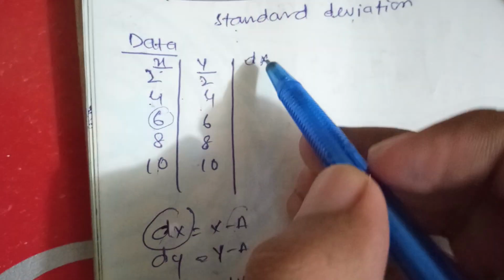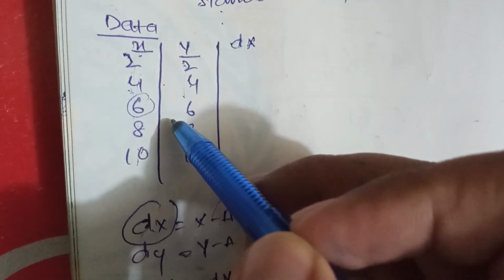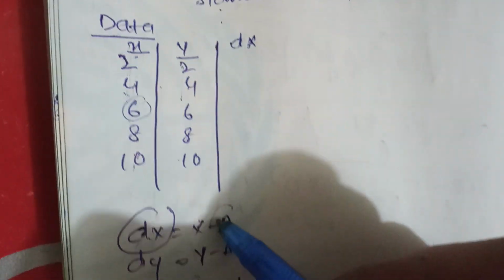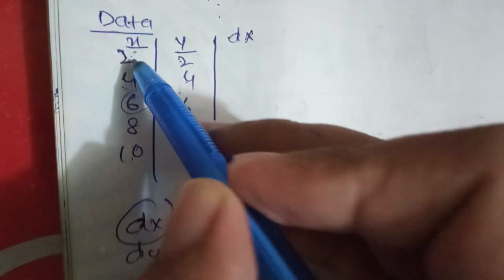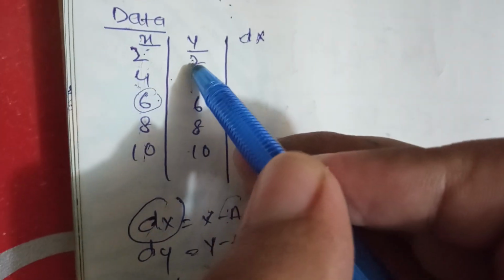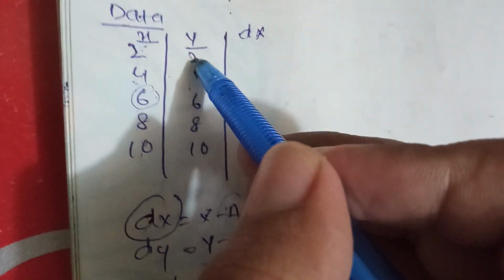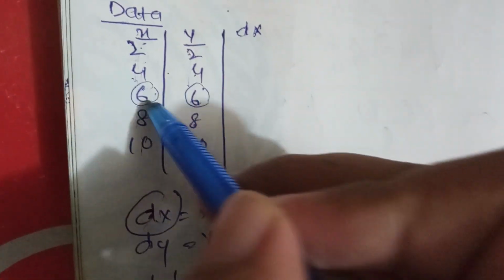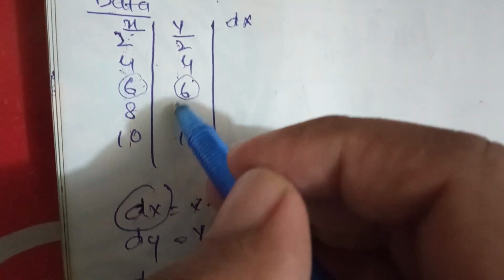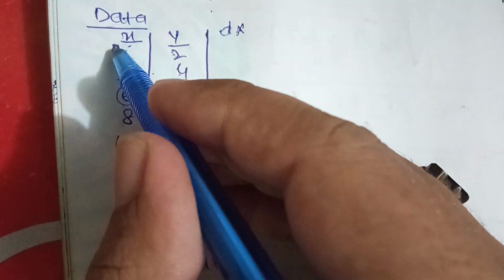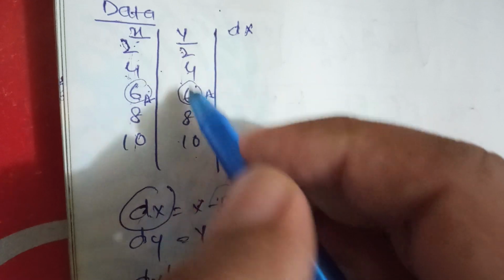How? Very simple. First of all you have data x and y given in the exam questions, and then you go to dx. Now dx is x minus a. Here x is 2, 4, 6, 8, 10, and a, as I told you, is the assumed value, which is the middle value of the data x. For y, the data is also 2, 4, 6, 8, 10, and the middle value is again 6. So 6 and 6 are our assumed values. Now you just subtract the assumed value from x, and likewise from y.